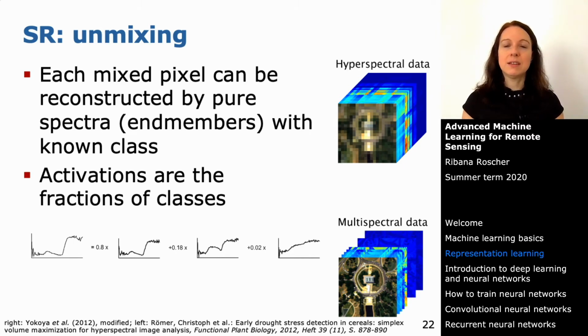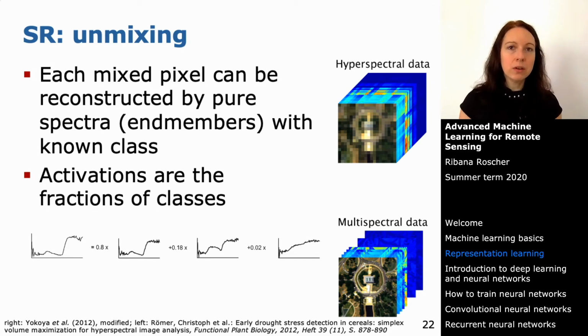What you need for this is pure spectra, so some prototypes of materials, and these are exactly your dictionary elements. In the context of unmixing, they are called end members. And normally you also know the class of it. So you, for example, know that it belongs to a specific material. And the activations are exactly the fractions of the classes. So when you unmix it and you take the weights, you can relate them to the fractions.